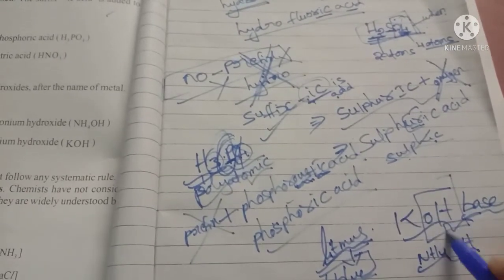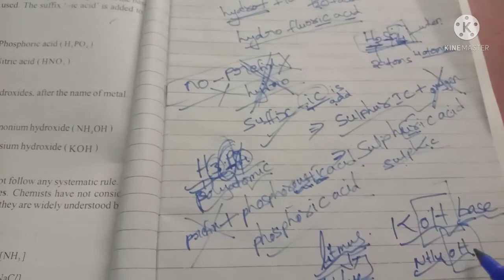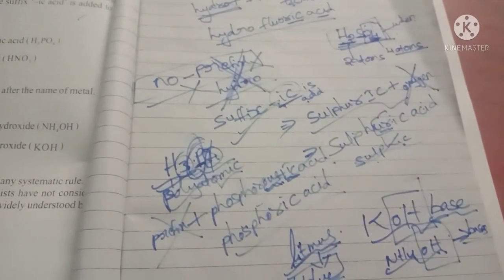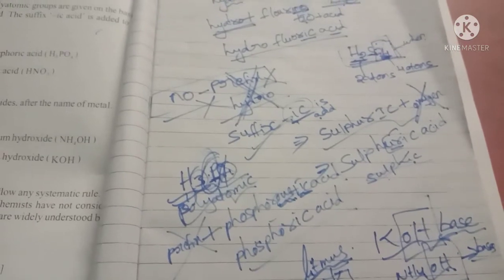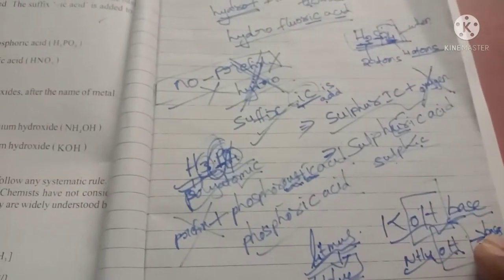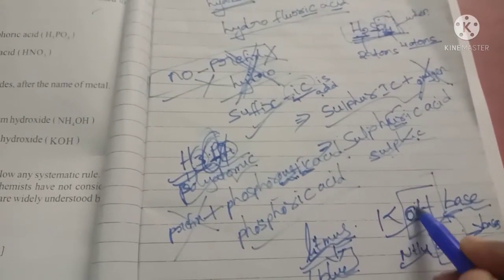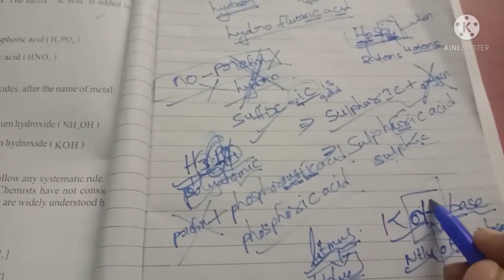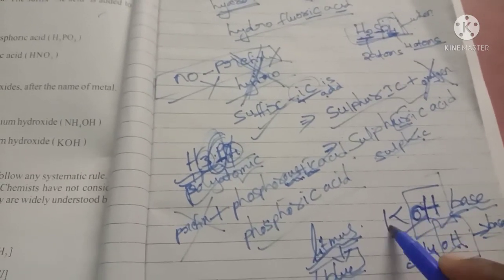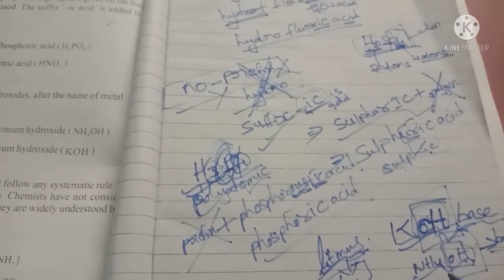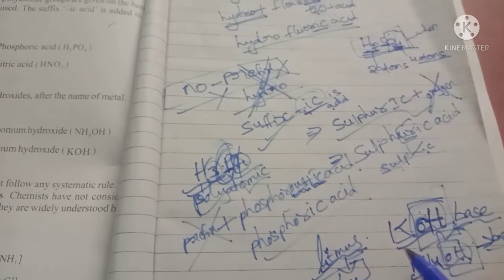Now from an exam point of view, the technique is OH at the end. If you have OH at the end of the given formula, you have to confirm that these are bases. Actually if I gave you a solution, you would dip litmus paper to check whether it is a base or acid. But in the examination they will not give you a solution, they will give you the formula directly, like KOH. So if you find OH in the formula, we say these are bases.